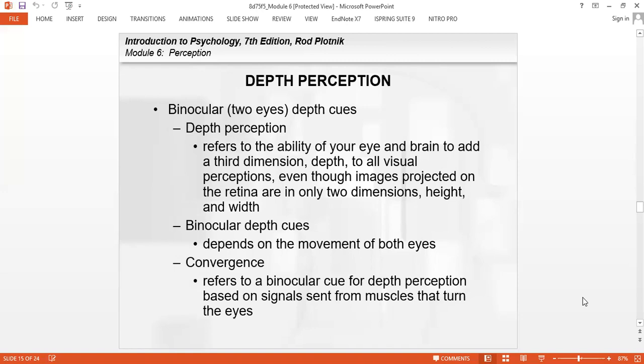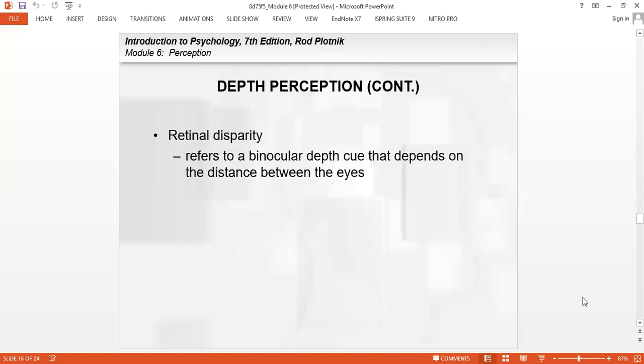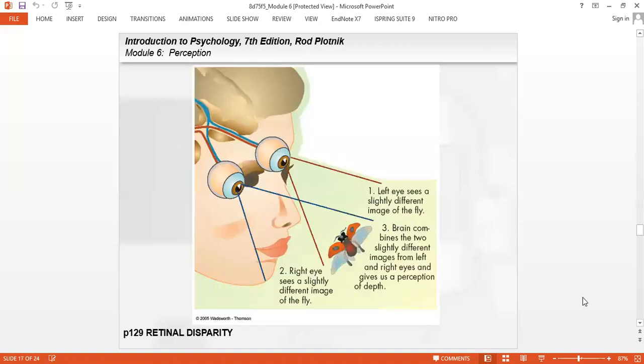Binocular depth cues depend on the movement of both eyes. Convergence refers to a binocular cue for depth perception based on signals sent from the muscles that turn the eyes. Retinal disparity refers to a binocular depth cue that depends on the distance between the eyes. So this is how you see it.